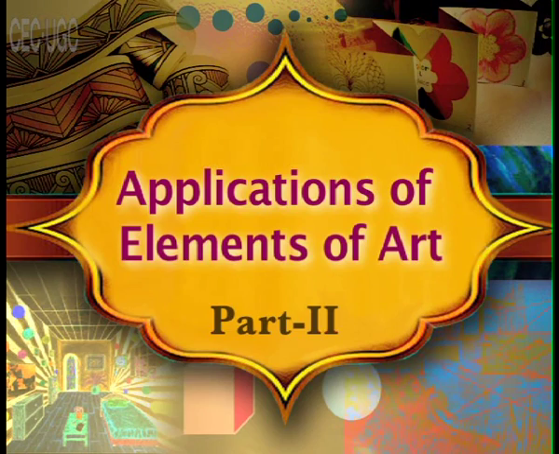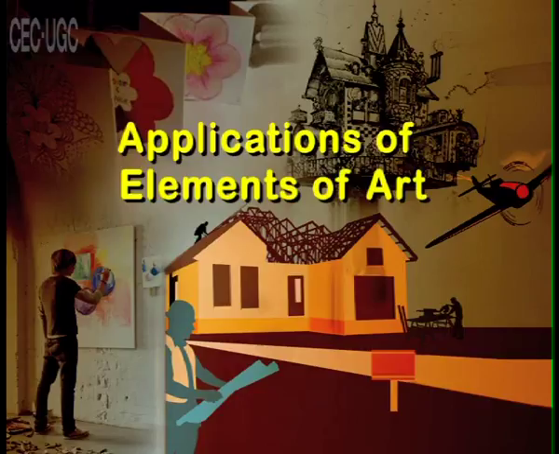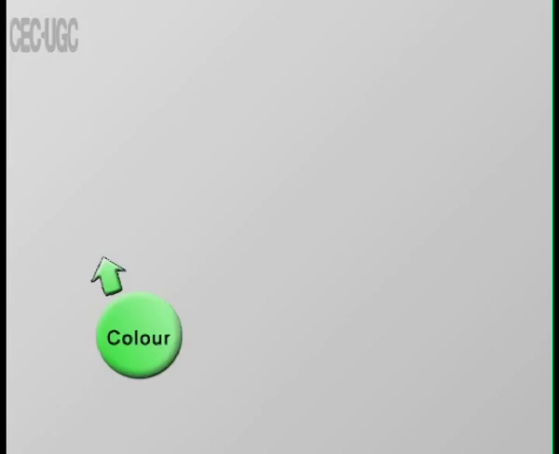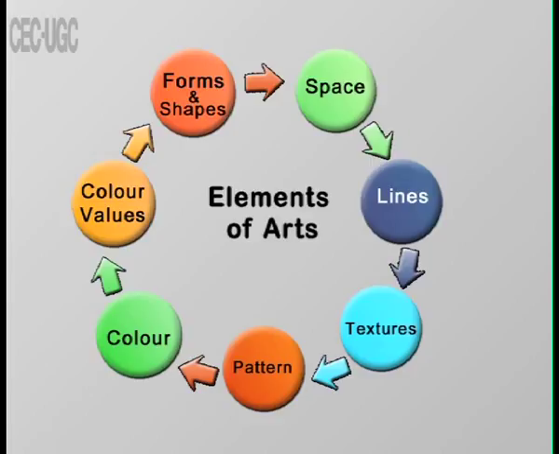Hello students, now we move on to the second part of application of elements of art. We have already seen that elements of art refer to those building blocks that are available for a designer willing to communicate visually their ideas to others. Color, color values, forms and shapes, space, lines, textures and pattern are called the elements of art. The elements of art are the basic components of art making.